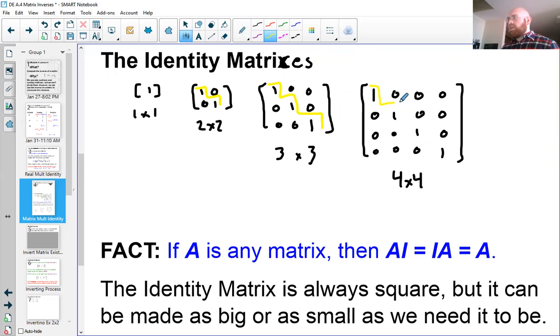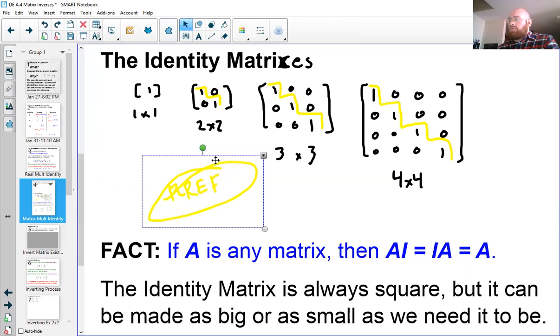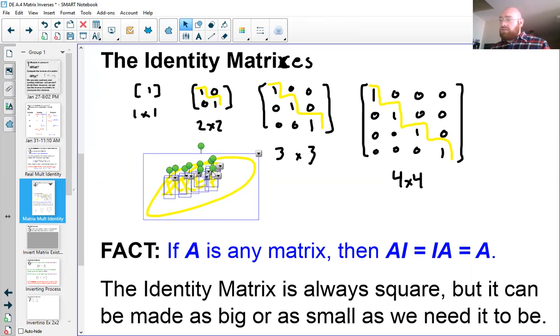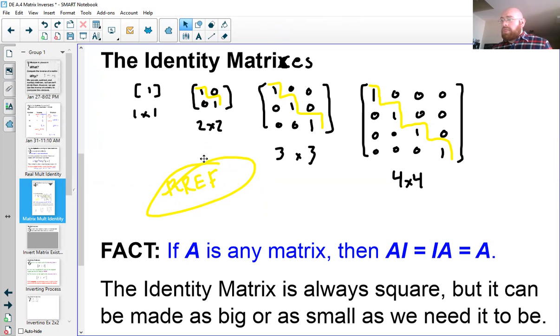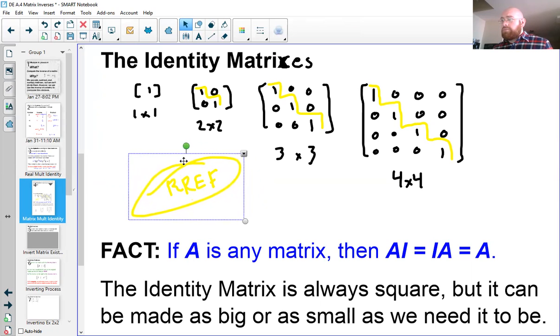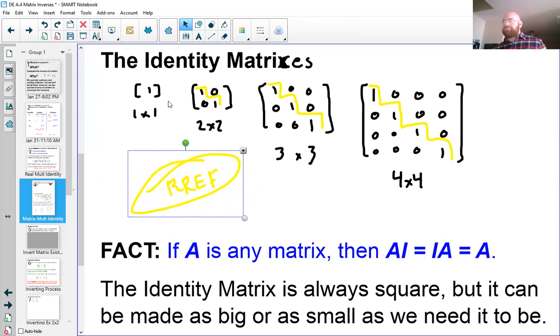So we have that staircase pattern with 1s and 0s, with the 1s on that main diagonal from top left to bottom right, and all other numbers being 0. So reduced row echelon form. Good thing to remind ourselves what that looks like.